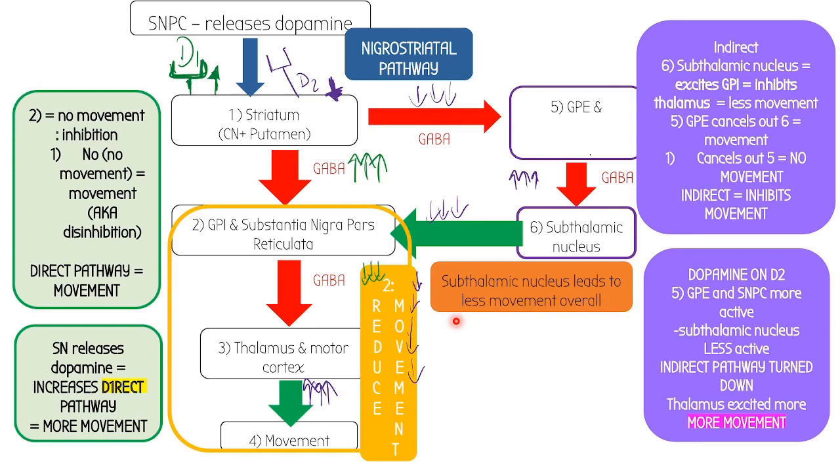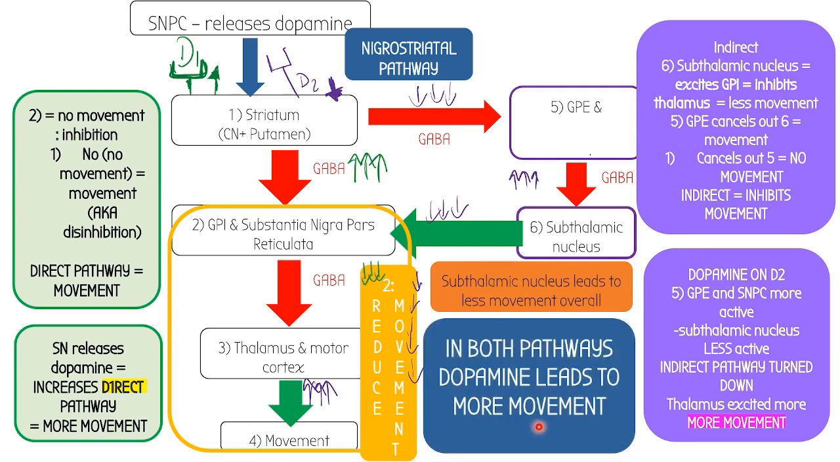Again, the high-yield thing is to know that dopamine acts on D1 for the direct pathway and D2 in the indirect pathway, and leads to more movement. It's useful if you know these, but don't fret about it, to be honest. In both pathways, dopamine leads to more movement. We're now going to briefly touch on some of the pathologies involving this.